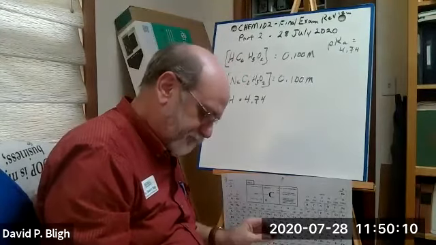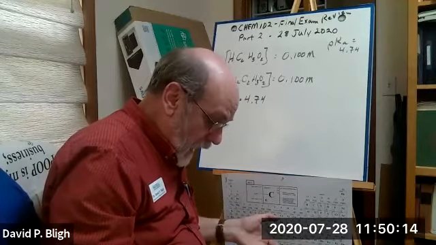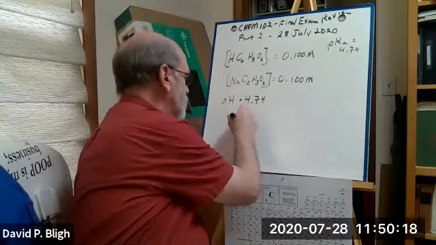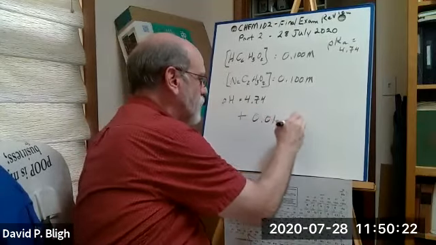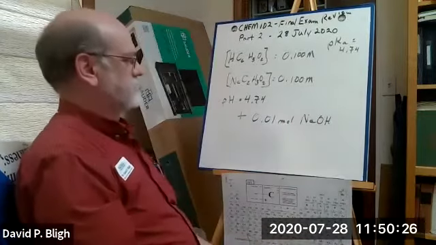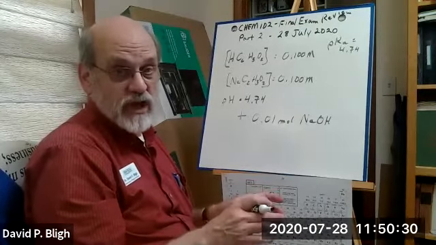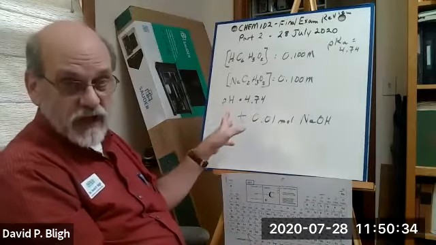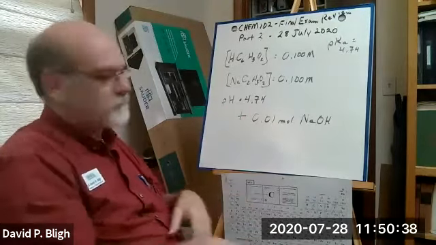Let's say we add 0.01 moles of sodium hydroxide. So we're going to add 0.01 mole of sodium hydroxide to that buffer. How much will the pH change? Not what is the pH, just how much will it change? By how many units will the pH change, and what direction?